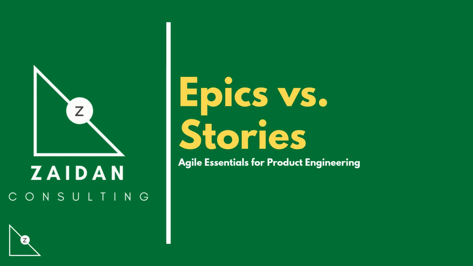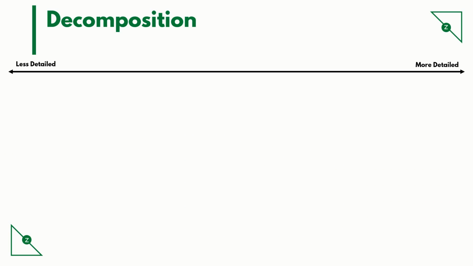Epics and stories. Epics and stories are different types of requirements in Scrum which are differentiated based on the details of the requirement. Let us have a look at how requirements get decomposed in Scrum all the way from top to bottom.